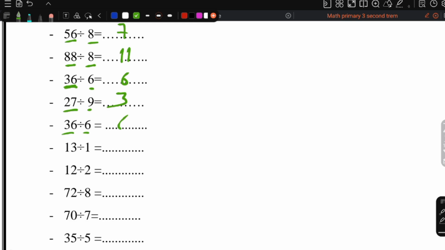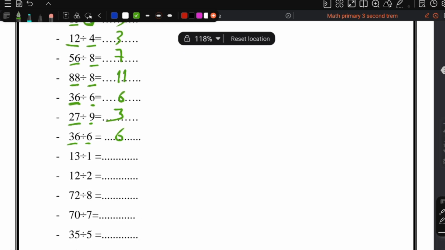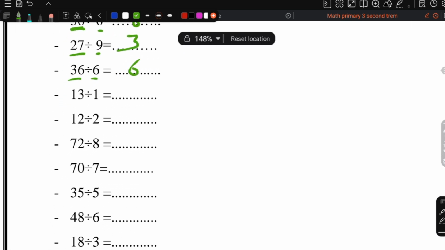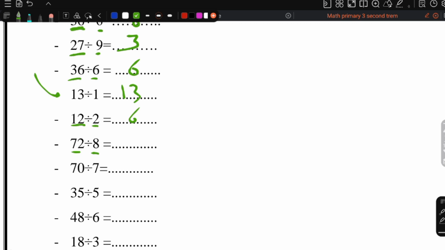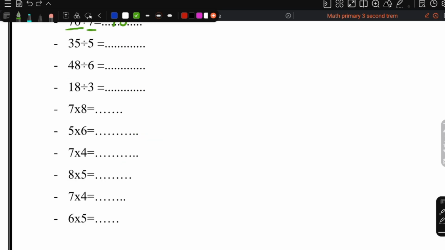36 divided by 6, it's 6. Okay, 13 divided by 1. Any number divided by 1 equals the same number. Okay, 12 divided by 2. 2 times what gives me 12? I have 6 here. 72 divided by 8 equals what? Yes, exactly 9, from the table of 9. 70 divided by 7 equals what? 10. So you can test yourself by solving these problems.